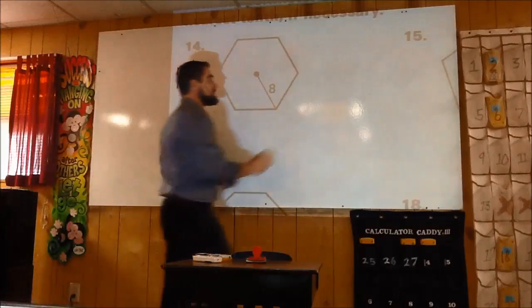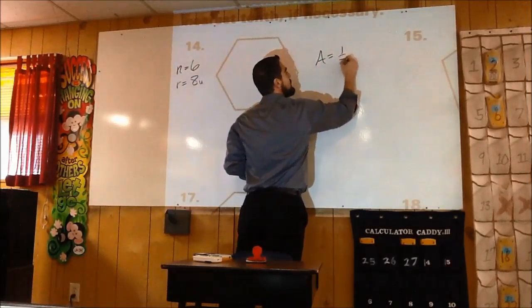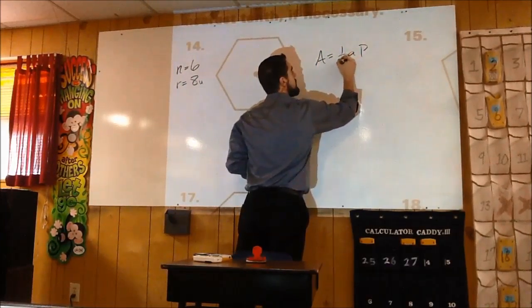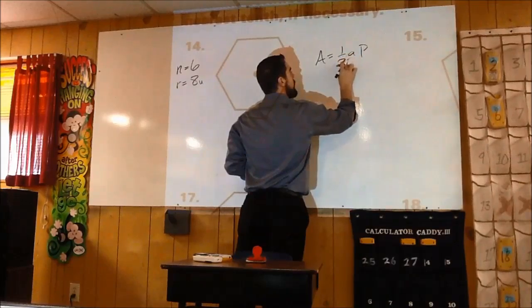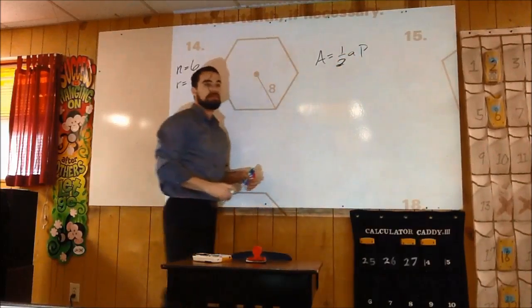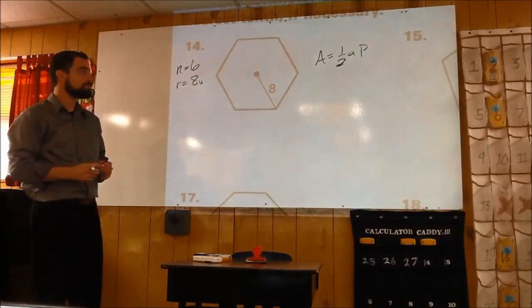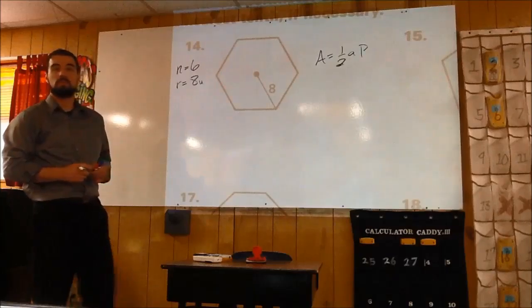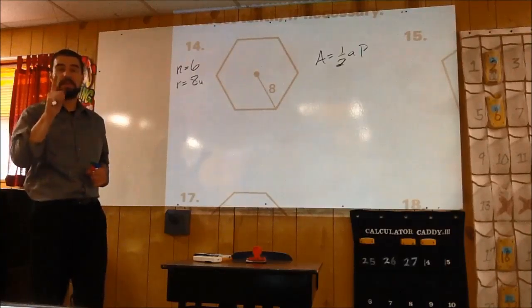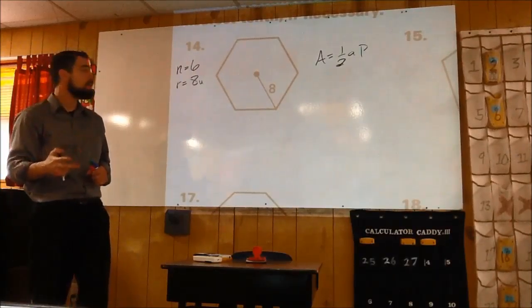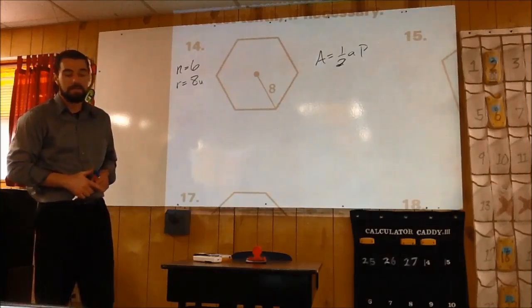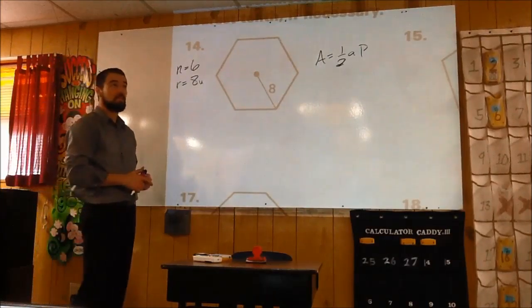Now our end goal is to find the area. To find the area of these regular polygons, we're going to use that formula, 1/2 times apothem times the perimeter of the polygon. So we need the apothem's length, and we also need the length of one of its sides.